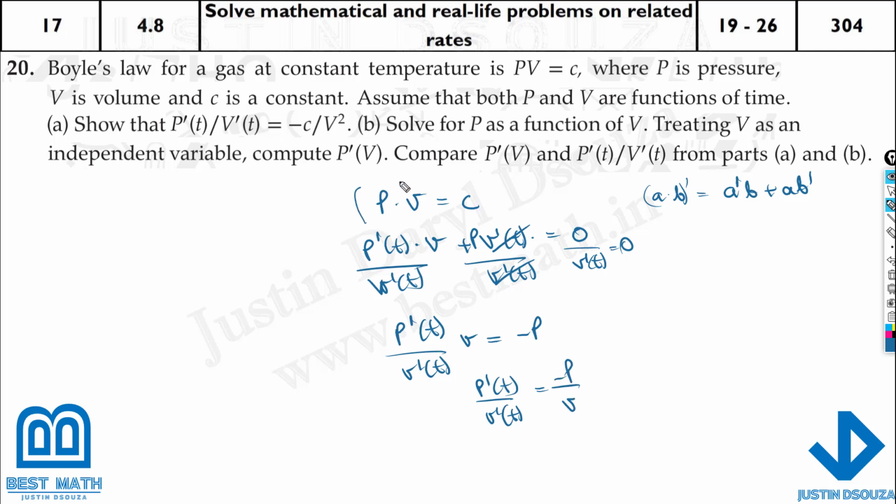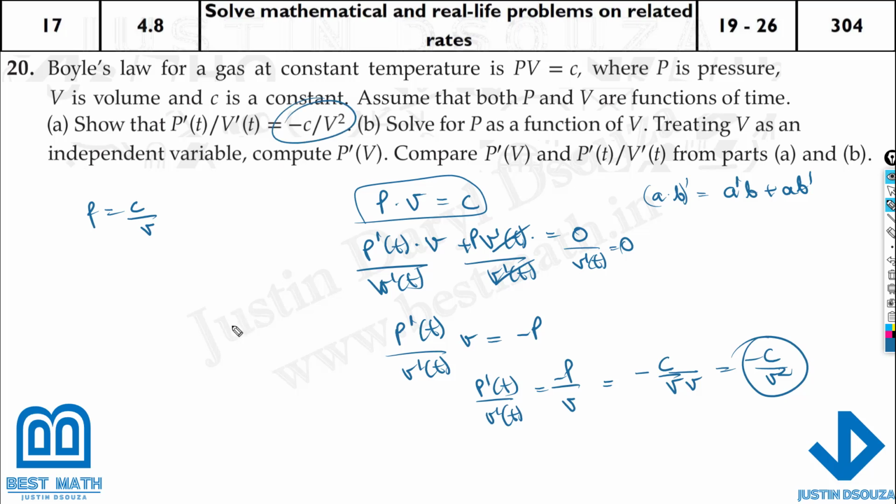What we do is look at the given equation. Let's rearrange and see what P is, because there's no P involved on the right side. So P is equal to C divided by V, isn't it? So I'll just substitute that over here. Minus remains, P is C by V, and we already have a V at the bottom, so it's going to be two V's, or it'll be minus C by V squared. Now look at this. Yes, that's the correct answer.